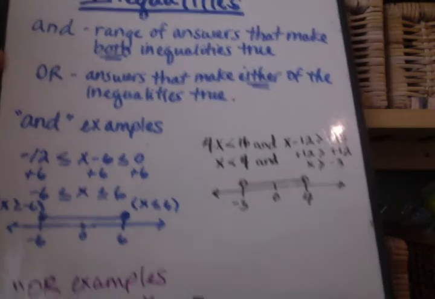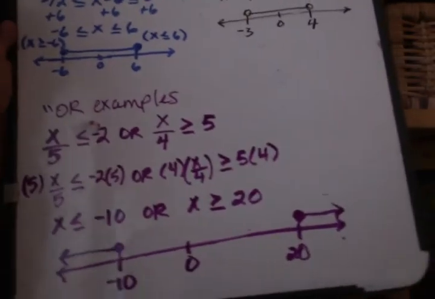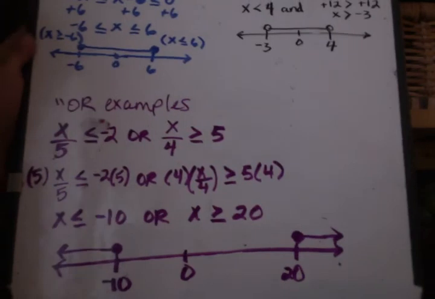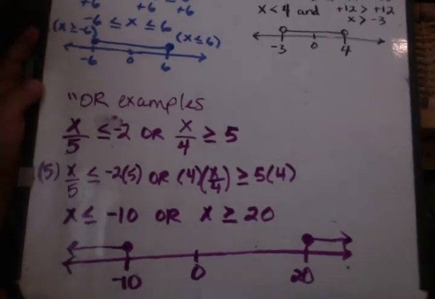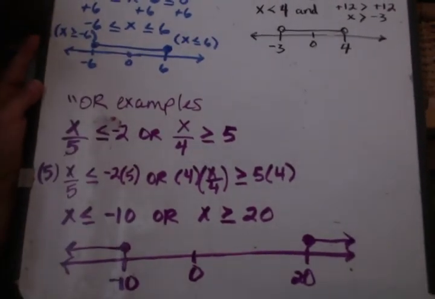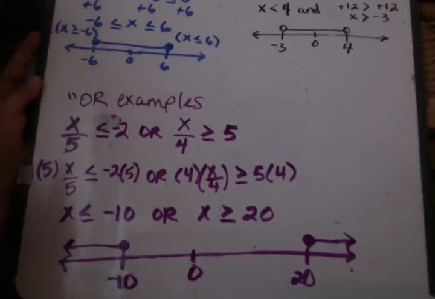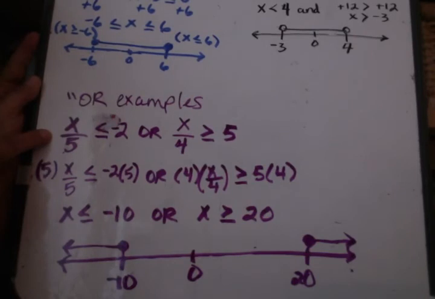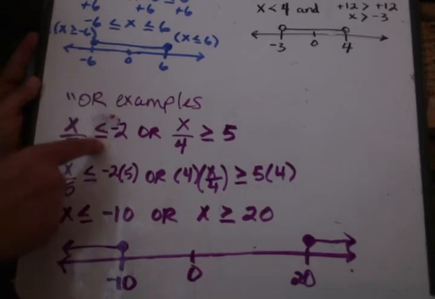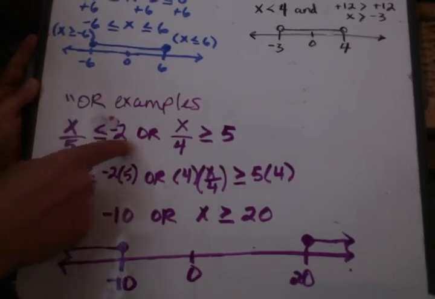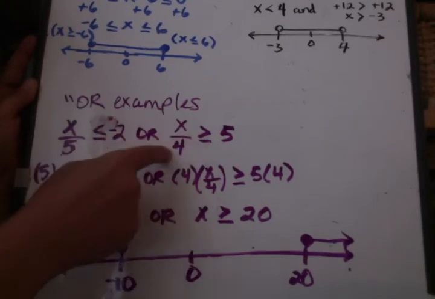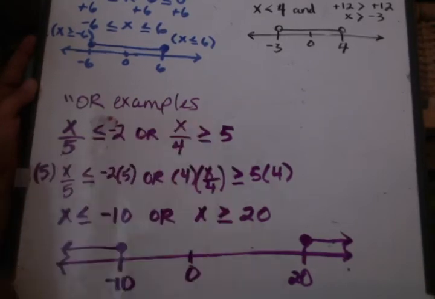All right, let's take a look at some OR examples. I just have here one example. x over 5 is less than or equal to negative 2, or x over 4 is greater than or equal to 5.